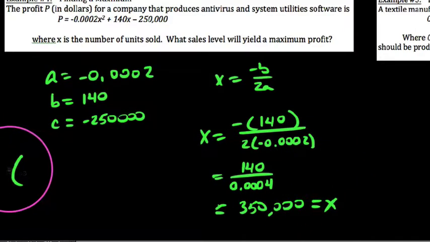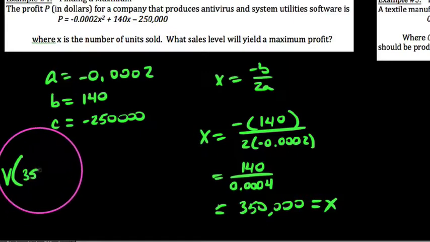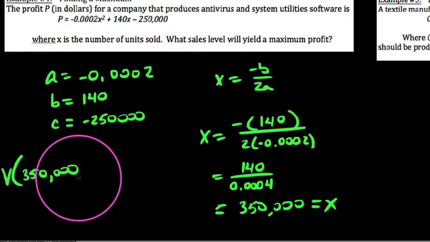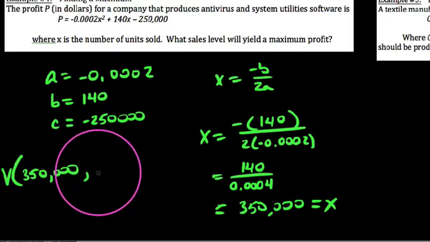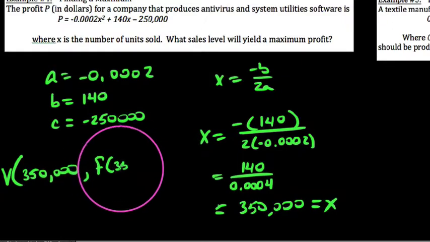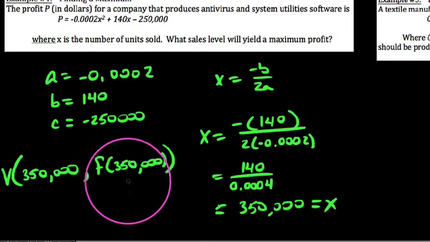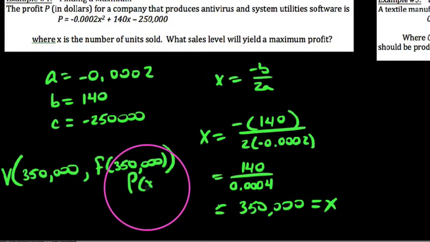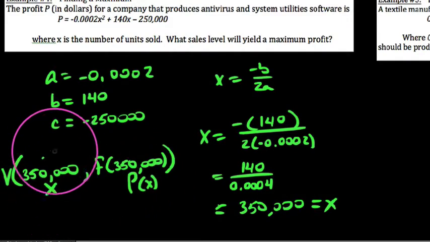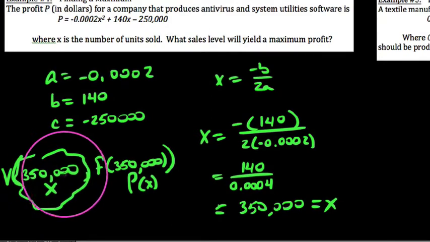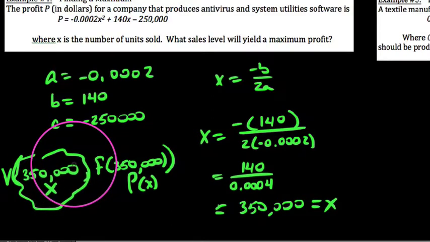Okay, so we say our vertex is located at 350,000 units of sale, and then we'd have to plug that in to get the y value, the f value at that x value. So this would represent profit at that x value, and this is just x. But in this instance, recall we said we just needed to answer that question. You need to sell 350,000 units to make your maximum profit. Okay, so that is a maximization problem.